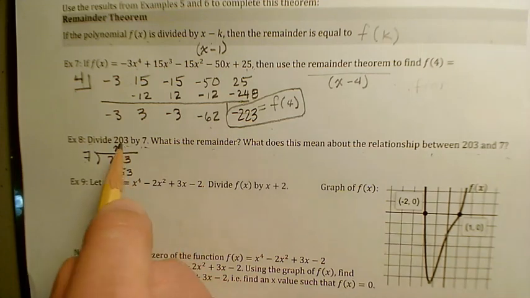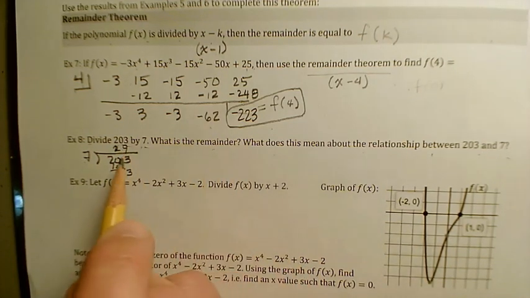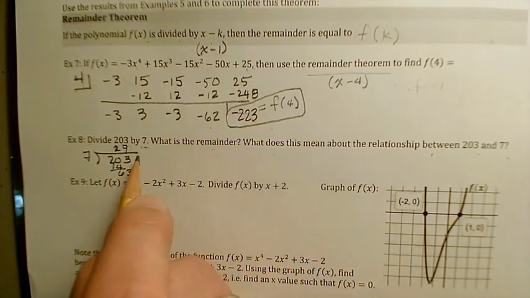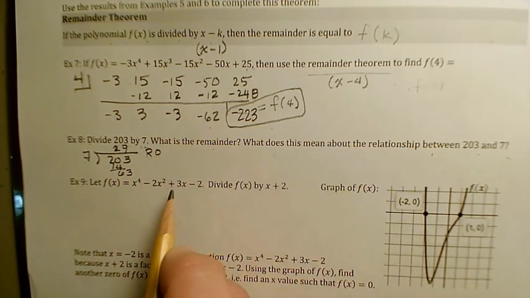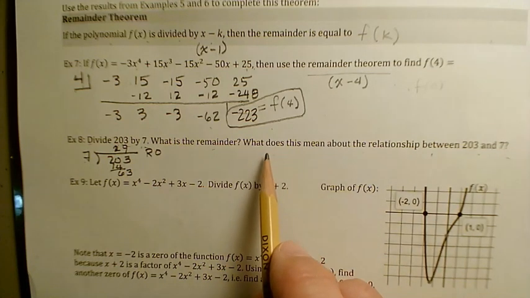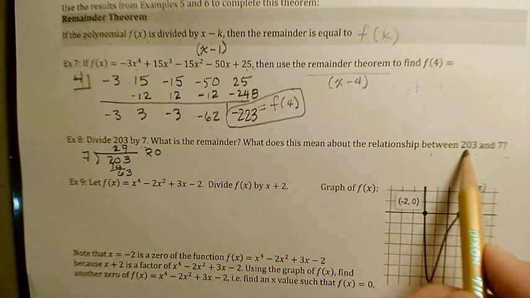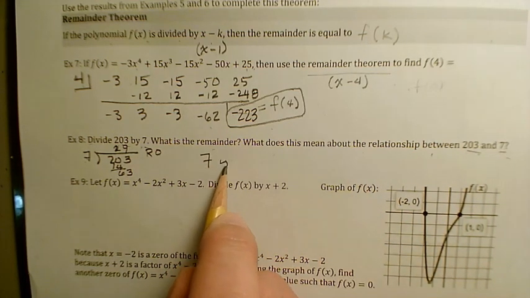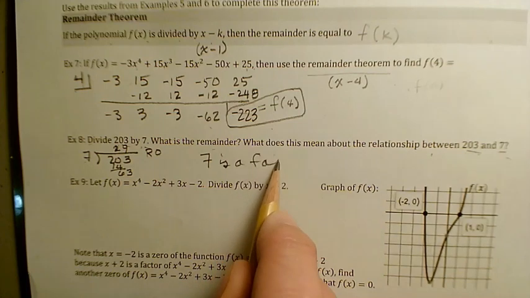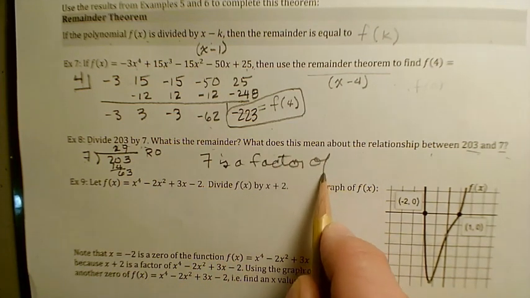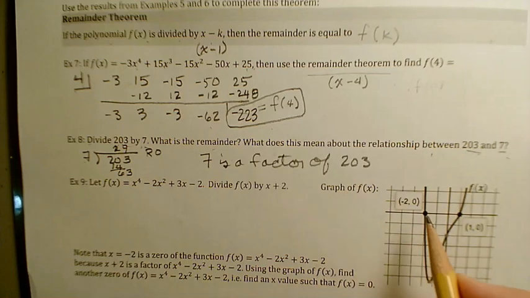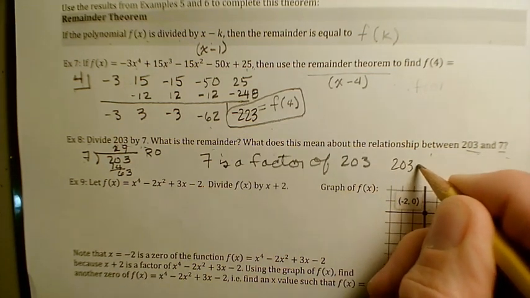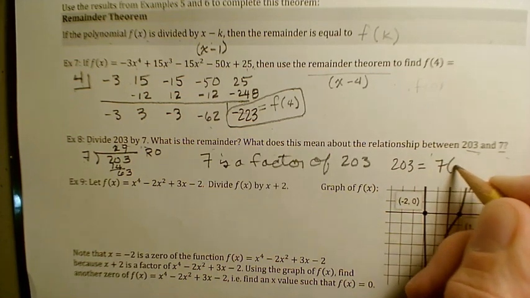7 goes into 63 9 times. And when you multiply that, 63, there's not much space there, but you can see that the remainder is 0. Okay, so what does that mean? That's what they're asking. What does that mean about the relationship of 203 and 7? Well, that means that 7 is a factor of 203. So I could take 203 and write it as 7 times 29.